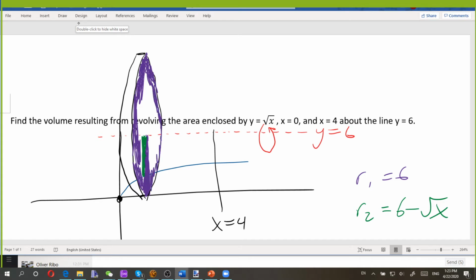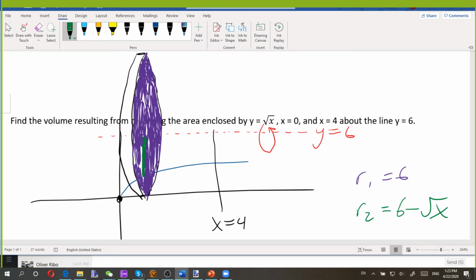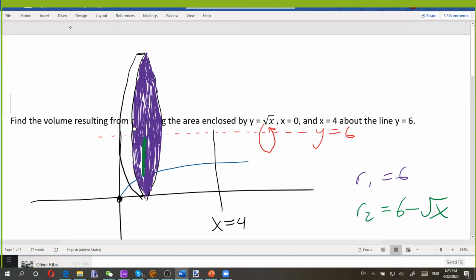Okay, then once we've got our disk here in purple, I'm going to cut out another disk in front of it, which is this radius here in green. Should look something like this.